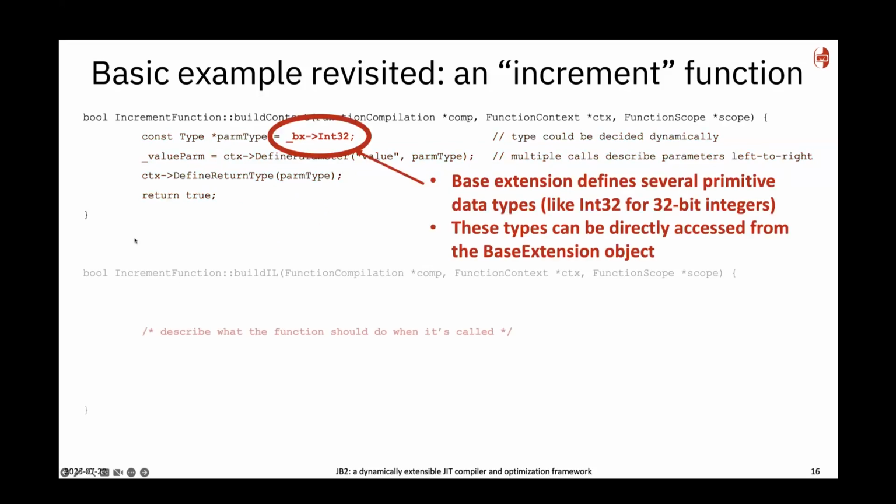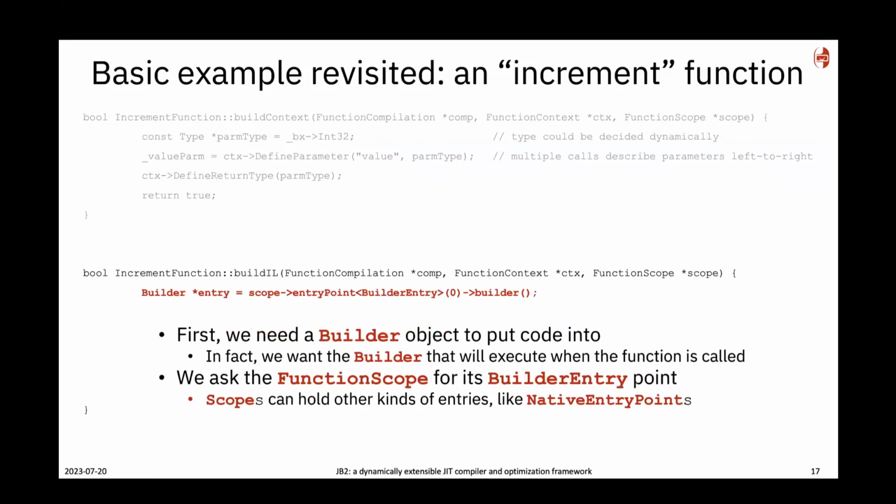All right, so that's build context. Right, so I think I said all of this stuff. And right, okay, so build IL. Let's get into actually building the IL now. So the first thing we need to do, remember I mentioned that in JitBuilder, method builders were builder objects, so you could automatically just put code into them. And functions are not builder objects, so we have to find a builder object to put this in. And so the first thing we do is ask the scope, which got passed into us, for an entry point.